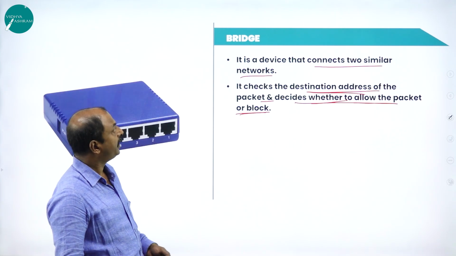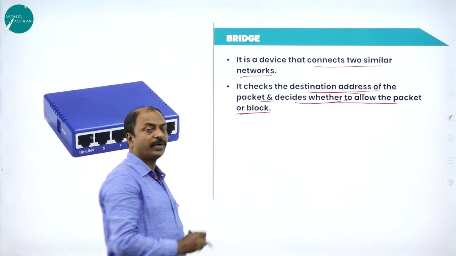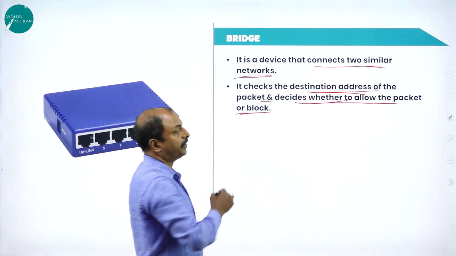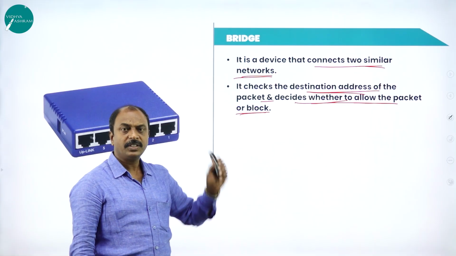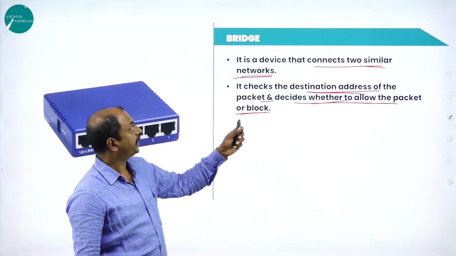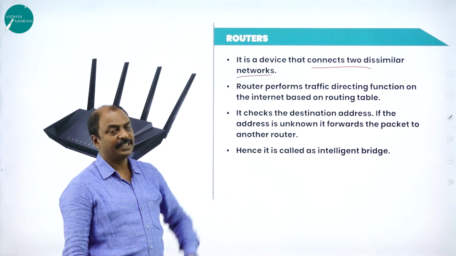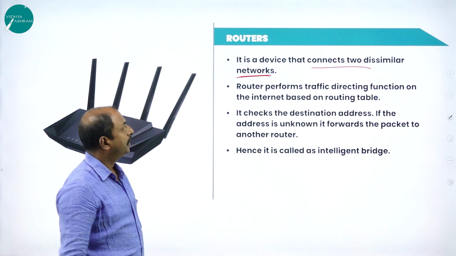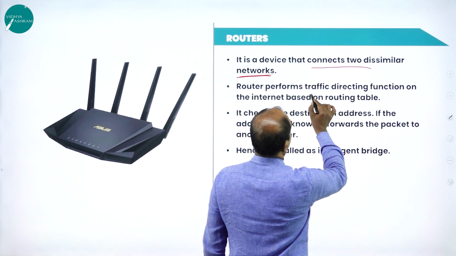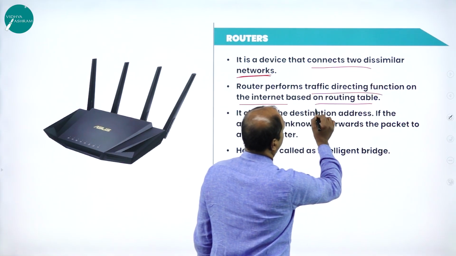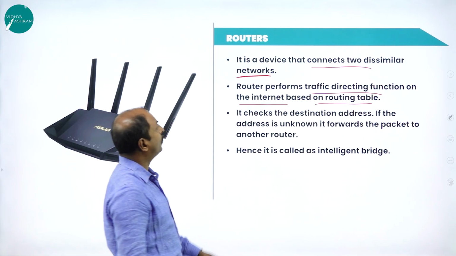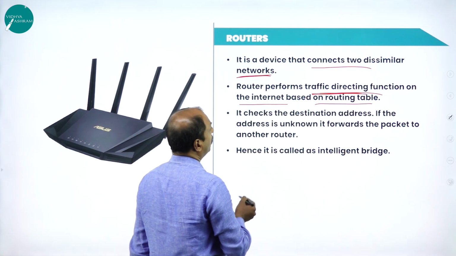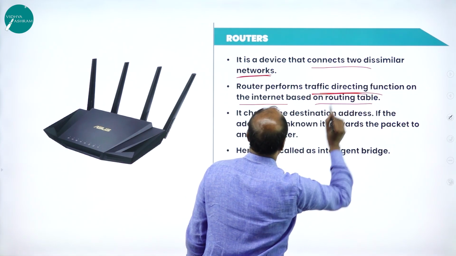Now, in the previous slide, we saw that a bridge is a device used to connect two similar networks. Now know the difference between these two. A bridge is a device used to connect two similar networks, whereas a router is a device used to connect two dissimilar networks. It performs a traffic directing function on the internet based on a routing table. So what is a router? It is a device that performs a traffic directing function on the internet based on a routing table.